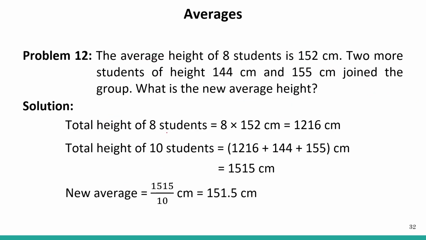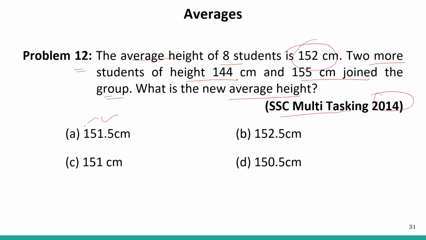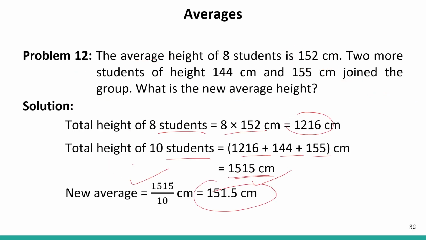So the total height of 8 students is equal to 8 into 152, which is 1216 centimeter. The total height of 10 students is equal to what? 1216 plus 144 plus 155 centimeter, that is equal to 1515 centimeter. So the new average will be 1515 by 10, which is equal to 151.5 centimeter. So this will be the correct answer. 151.5 centimeter is the only correct answer. They are all wrong answers.